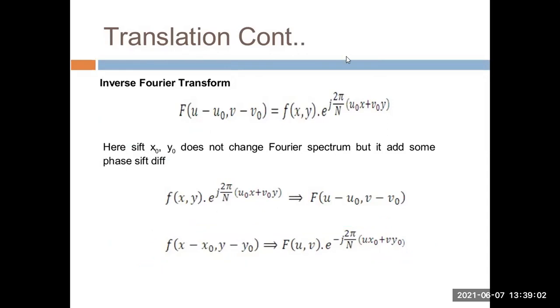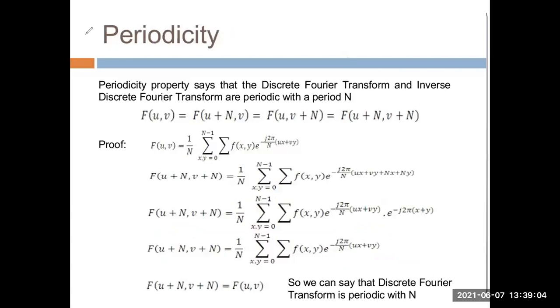Okay, so let's move to the third property. The third property is called periodicity. Periodicity says that the discrete Fourier transform and inverse Fourier transform are periodic with period n. That means if you have a Fourier transformation signal F of u, v, this will be equal to the same signal shifted by a period. That means if I add the period n to u, this will be equivalent to the original Fourier signal.